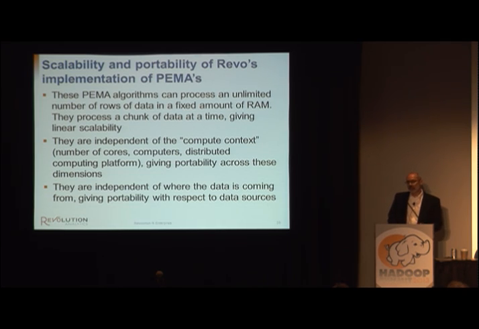An important feature of these algorithms is that when we're writing one of them, we're not writing them to a particular platform or a particular data source. So we keep what we call the compute context, which is the computing platform, separate from the algorithm. That compute context could be Hadoop, it could be MPI, it could be an SMP server. And we also keep the data source separate from the algorithm and abstract that. So our algorithms can work with a whole variety of data sources without having to be rewritten.